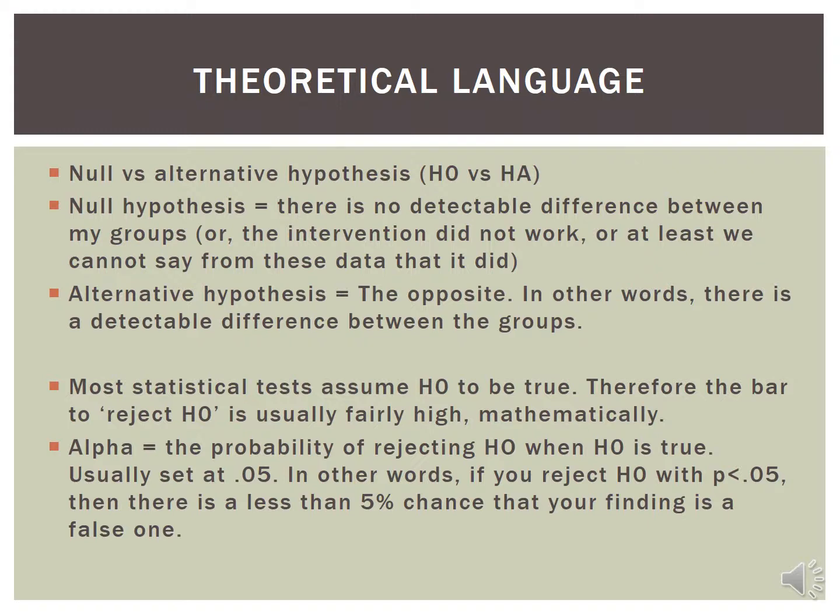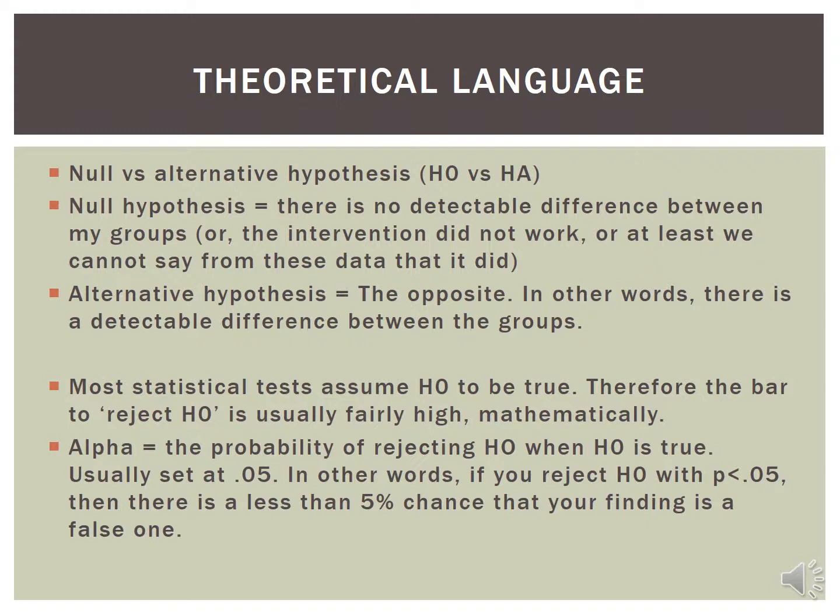The null hypothesis means that there's no detectable difference between the two groups, or in other words, the intervention did not work, or at least we cannot say from these data that it did or didn't work. The alternative hypothesis is basically the opposite. In other words, there is a detectable difference between the groups. So most statistical tests, when you go into the testing process, assume the null hypothesis to be true, and therefore the bar to reject the null hypothesis or to prove the alternative hypothesis is usually fairly high mathematically.